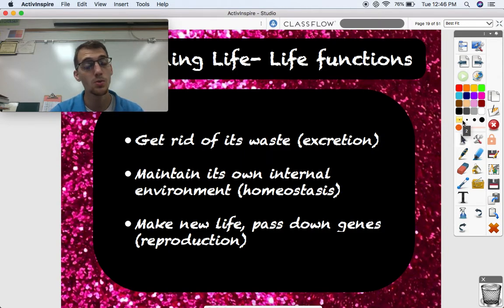One is get rid of its waste. So along with metabolism, there is always waste. We produce waste in the form of carbon dioxide and a couple other things that we convert our nutrients into, or we get rid of what we don't need, because if we kept that around, who knows what could happen, but it would be a really, really bad thing. And it's a bad thing for any organism. They need to get rid of their waste, and that process is called excretion. Isn't that a nice word? Excretion? Just kidding. That's not a nice word. Anyway, so that's another thing.